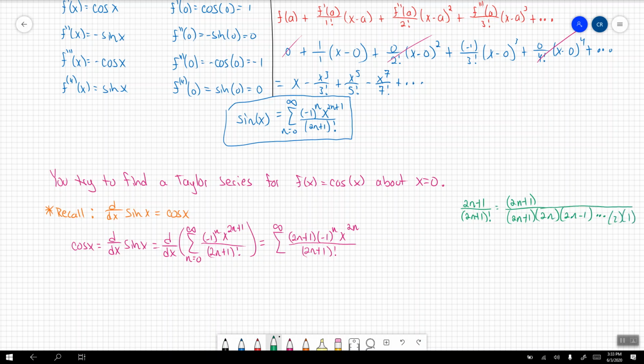What happens to the first term? Cancels. And all we're left with in the denominator then is just 2n factorial. And that's all we're left with. Which means this power series representation for my Taylor polynomial, or my Taylor expansion here, is the sum from n equals 0 of negative 1 to the power of n, x to the power of 2n, divided by 2n factorial. There's your Taylor expansion for cosine. That's pretty cool.